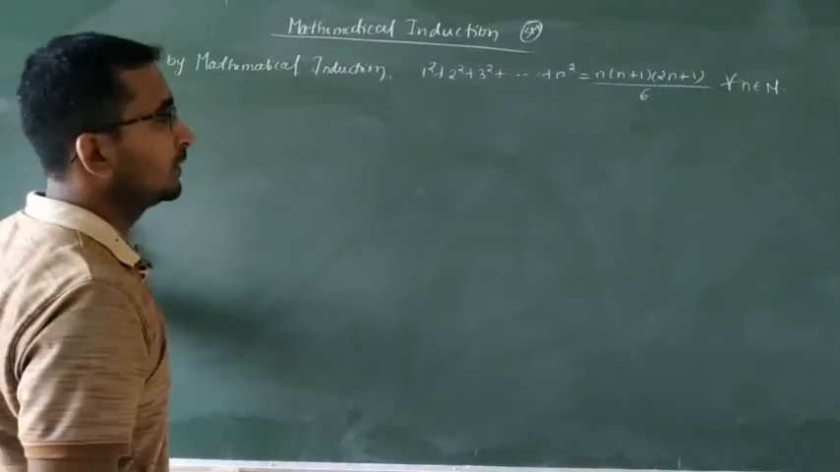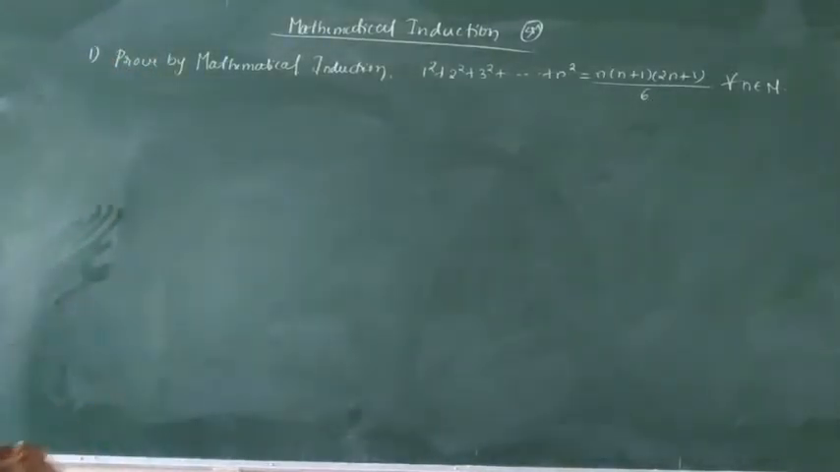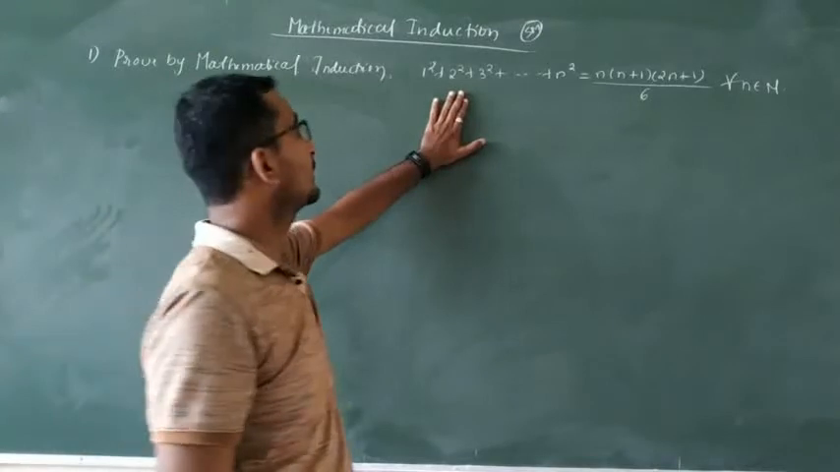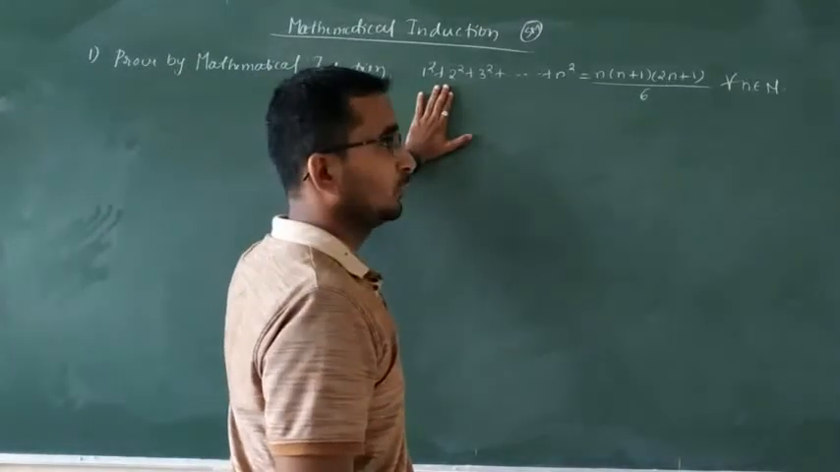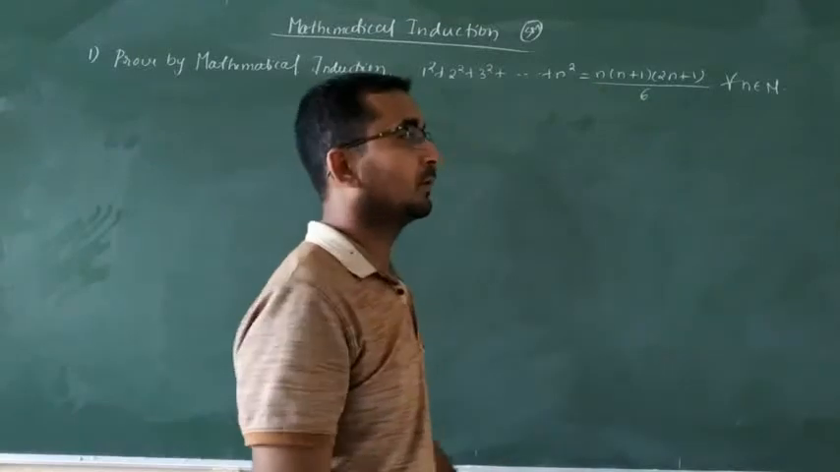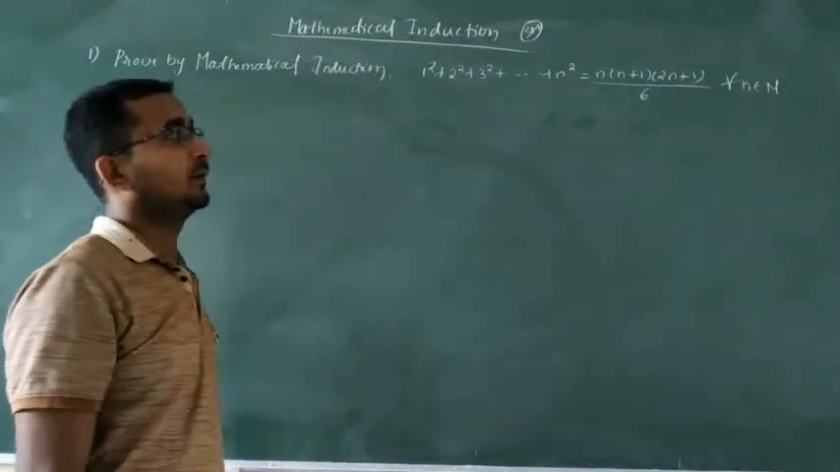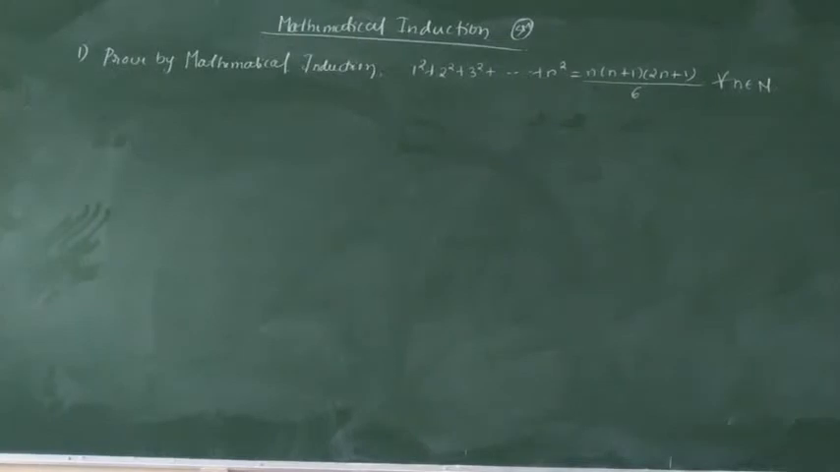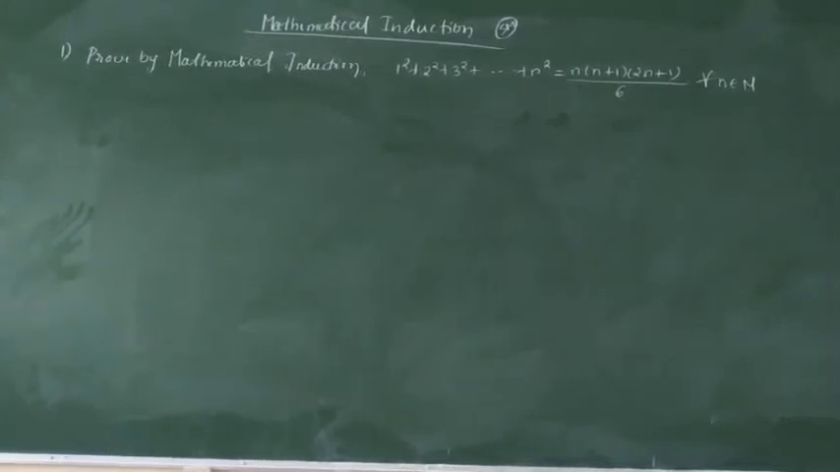Students, we are going to be continuing the examples in mathematical induction. What are they given? Prove by mathematical induction for this condition: 1 square plus 2 square plus 3 square plus up to n square is equal to n into n plus 1, 2n plus 1 divided by 6, for all n belongs to N. For all n belongs to N means all the n terms belong to the natural numbers only. Okay.